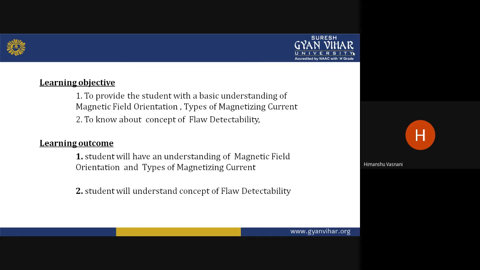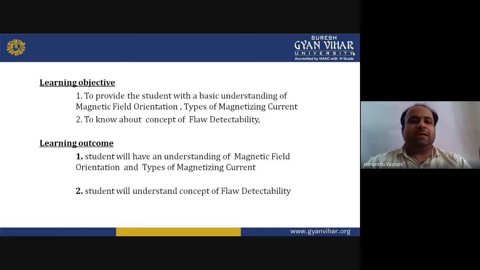So, the learning objective for today is to provide the students with a basic understanding of magnetic field orientation and the types of magnetizing current, and to know about the concept of flaw detectability. The outcome of today's lecture is that students will have an understanding of magnetic field orientation and types of magnetizing current, and will understand the concept of flaw detectability.